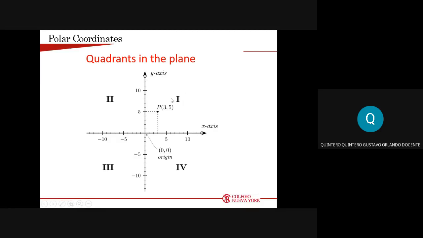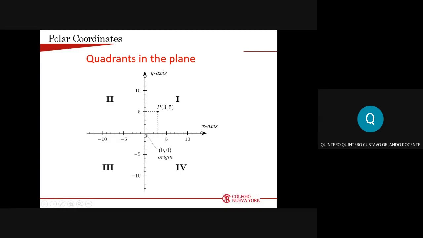Now, how do I know that? Because look at that. Point P is right there. It is exactly in this corner. So we don't say, oh, the point P is in the corner that is to the left and to the top. No, we don't call it that way. We say in quadrant 1. All right? That's it, guys.